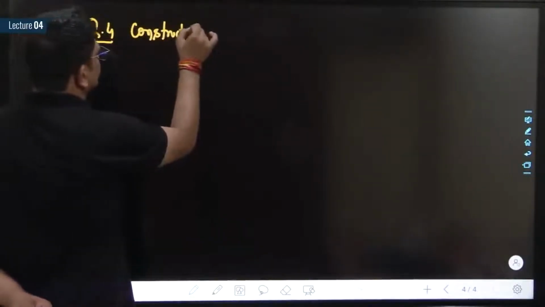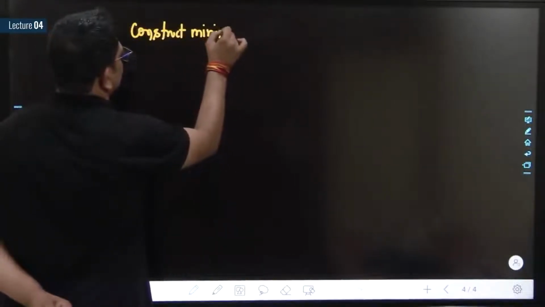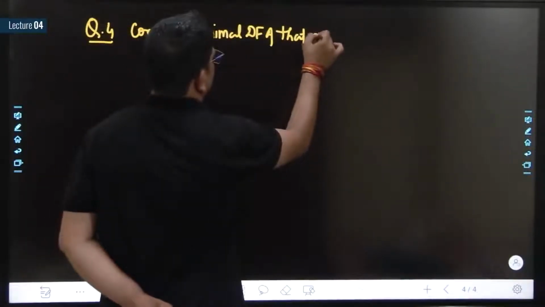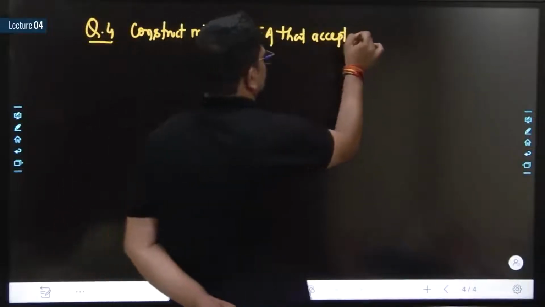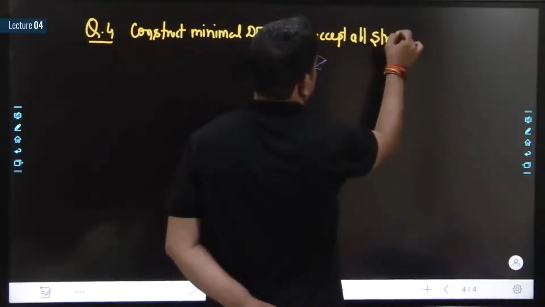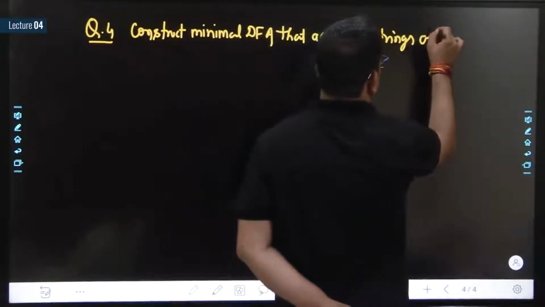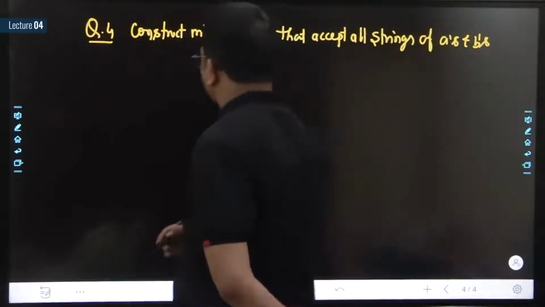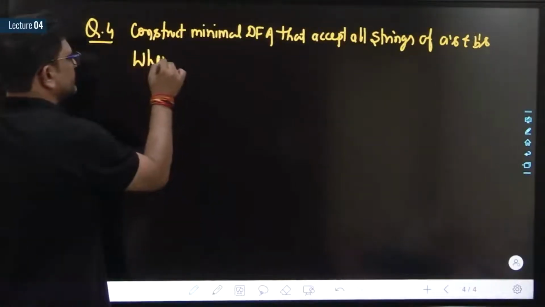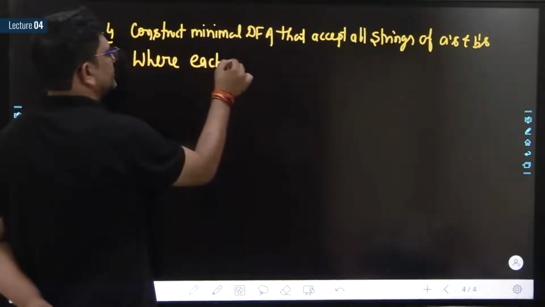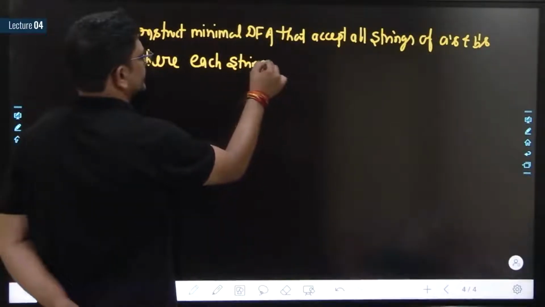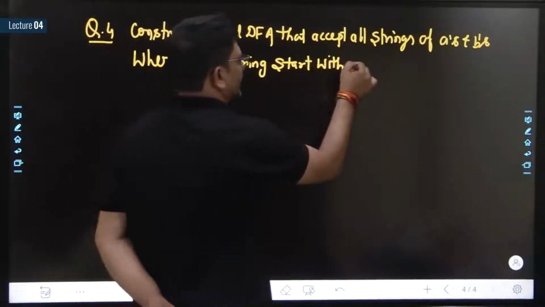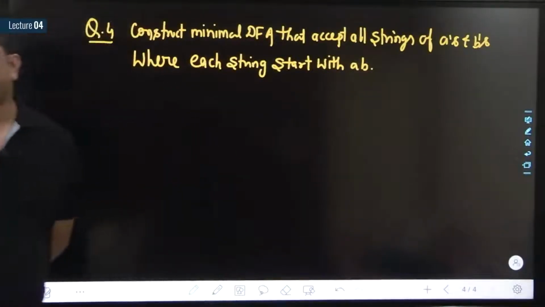Construct the minimal DFA that accepts all strings of A's and B's where each string starts with AB. Clear? Construct.